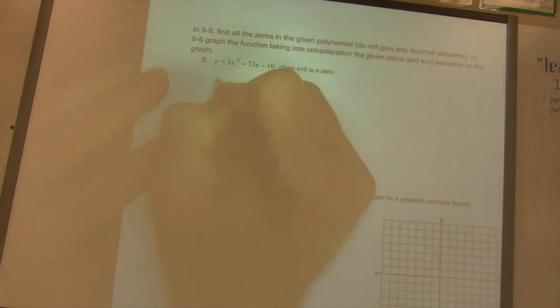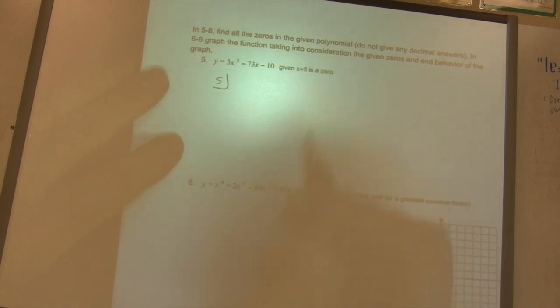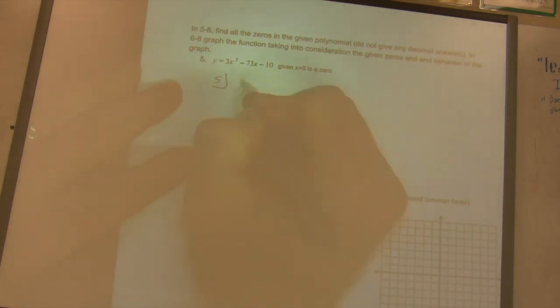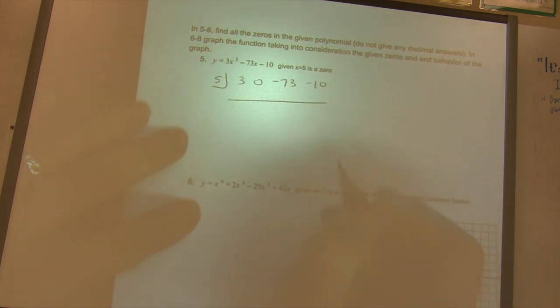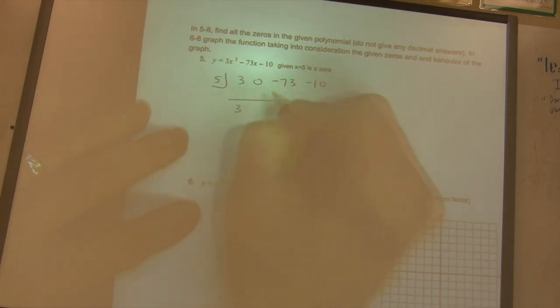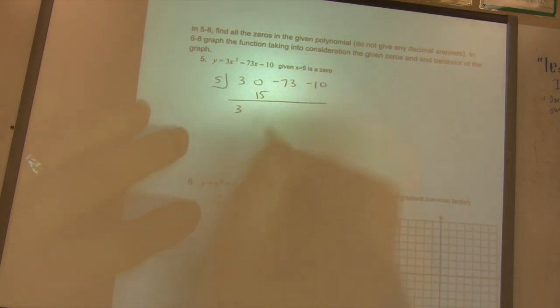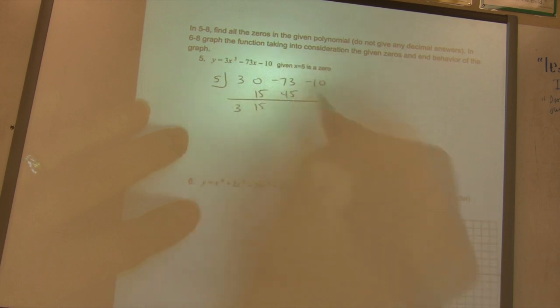And so remember, we do the synthetic division. And we use the 5 because we don't do the opposite; if it was x minus 5, then we would use plus 5. So then we have the 3, and because there is no x squared, I have to put a 0. Negative 73 and negative 10. Do the synthetic division. 3, 15. Remember, you multiply, put it there, add 15.